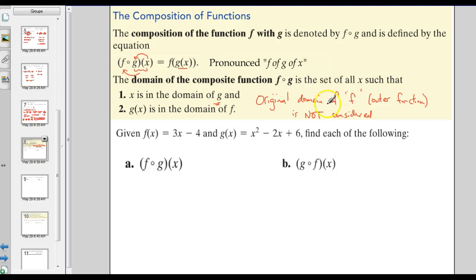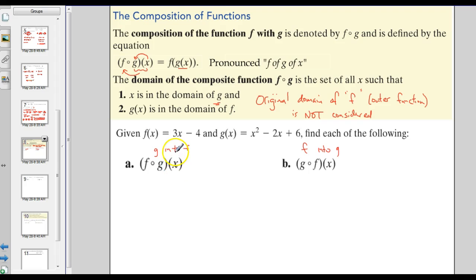Alright, so let's look at this. Let's understand what a composition looks like. So f triples an input, subtracts 4. G squares an input, subtracts 2x, adds 6. And we're going to take all of g and put it into f. Right? This means g into f. This means f into g. Okay, that's what we're going to do for part B.